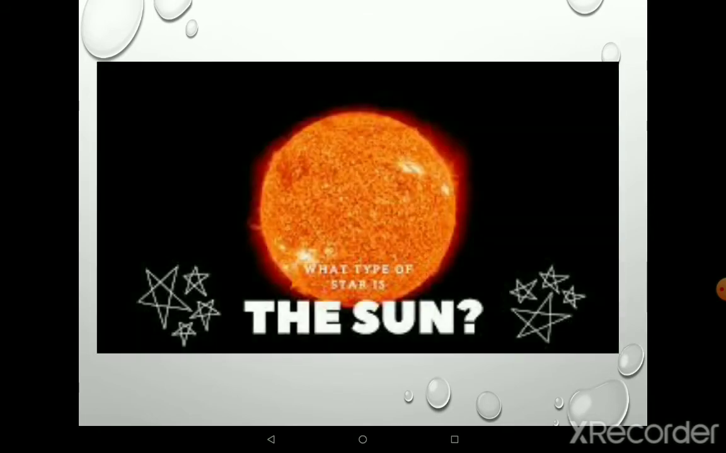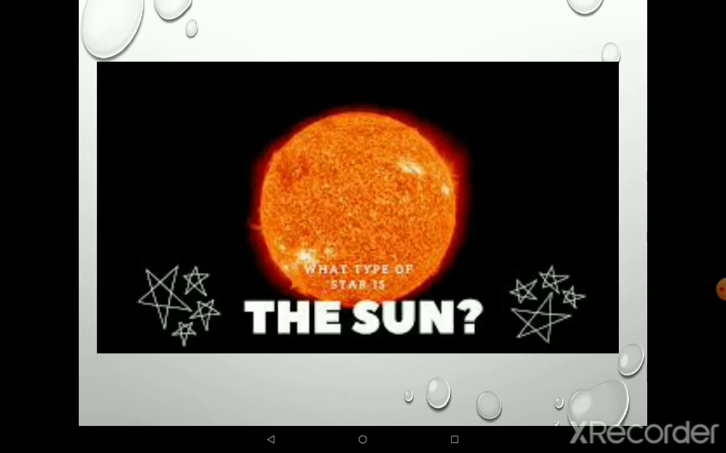Now let's learn about the important part of our galaxy, the sun. Everyone knows that the sun is at the center of our solar system. It is a star and its diameter is over 100 times that of the earth, means much bigger than the earth, and it is the only source of heat and light for the entire solar system. Means the sun is the only source of light and heat.